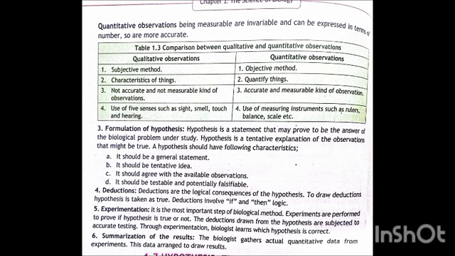So when your mother cooks, she observes the smell and measures ingredients. So this is the daily life example. So she observes the smell. This is a qualitative observation, and the measurement of ingredients is the quantitative observation.